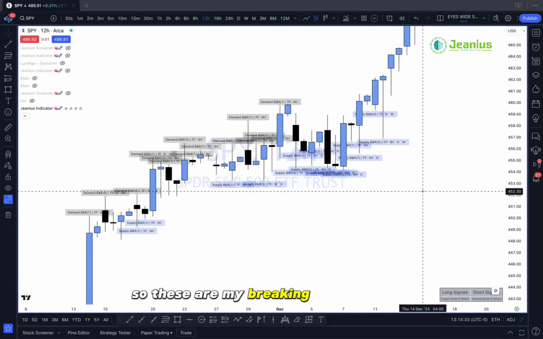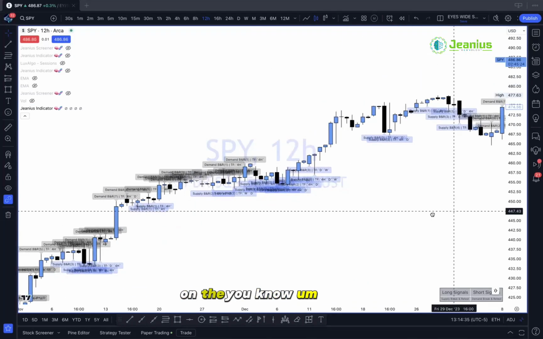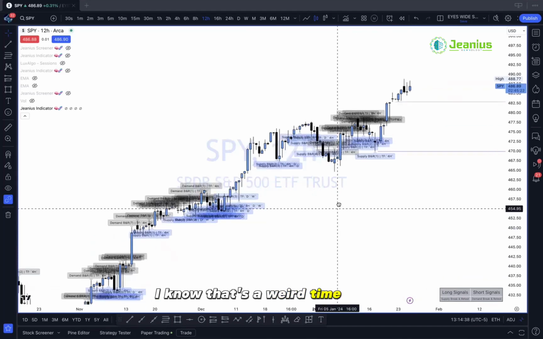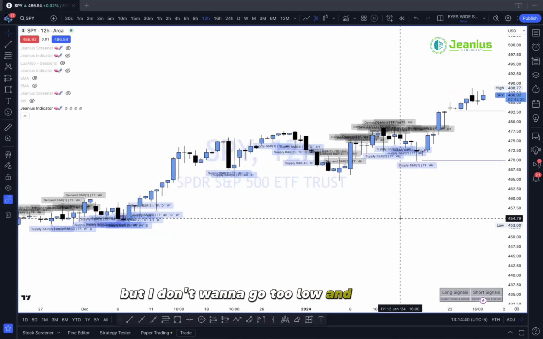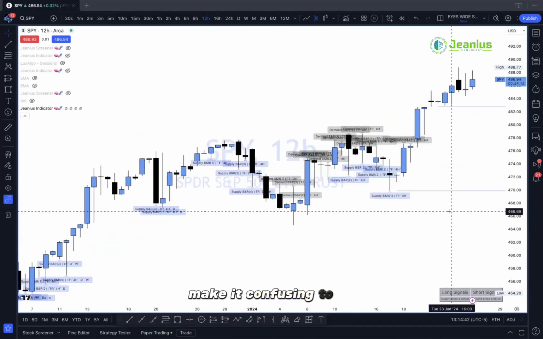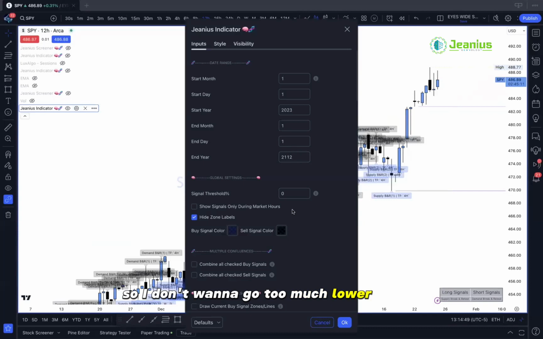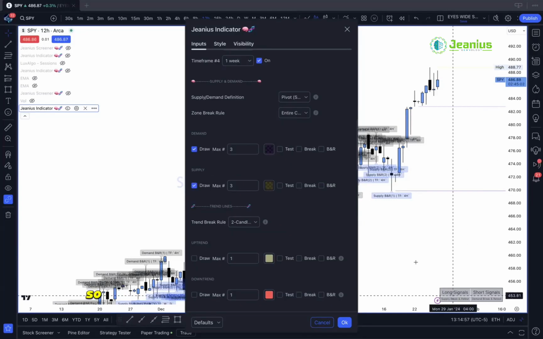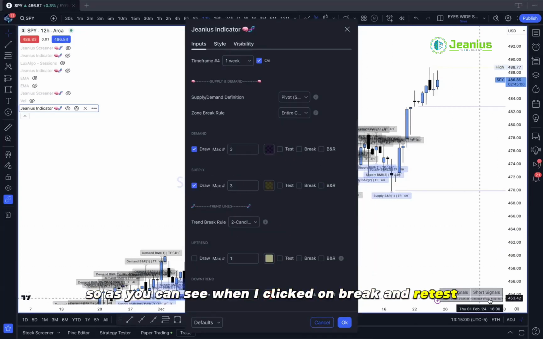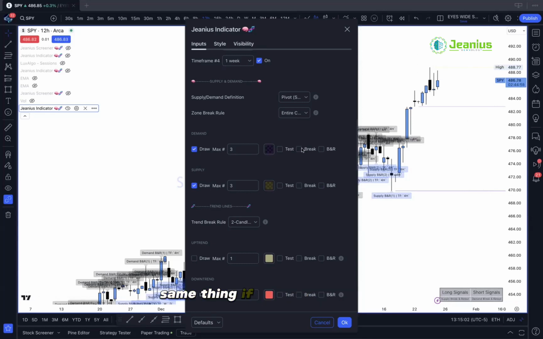So these are my break and retest signals on the 12-hour time frame. I know that's a weird time frame, but I didn't want to go too low and create too much lag. So I don't want to go too much lower on the time frame. As you can see, when I clicked on break and retest, it popped up down here. Same thing if I clicked on break, it would pop up here.